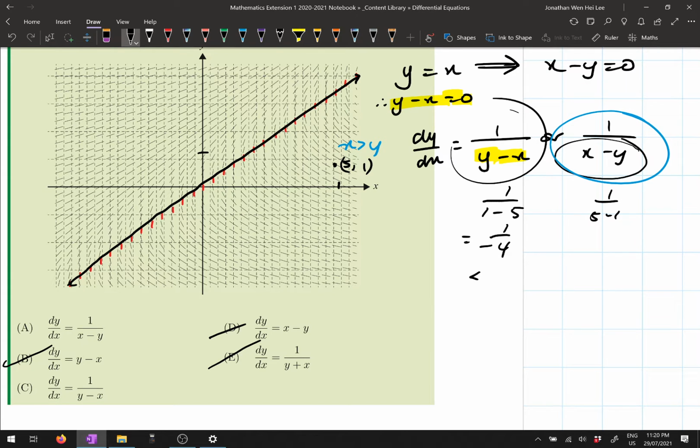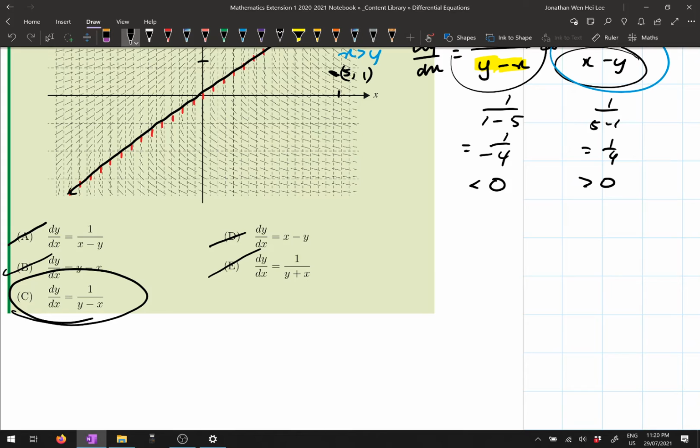So that's negative. And this one is equal to 1 over 4, which is positive. And so if you have a look at the slope field at that point, it's negative. So that means I can get rid of this one as well. And so here I'm left with this. Oh, hang on, not that one. I can get rid of this one. And so here I'm left with this one here.